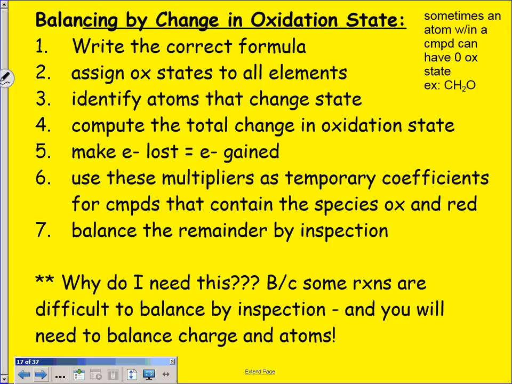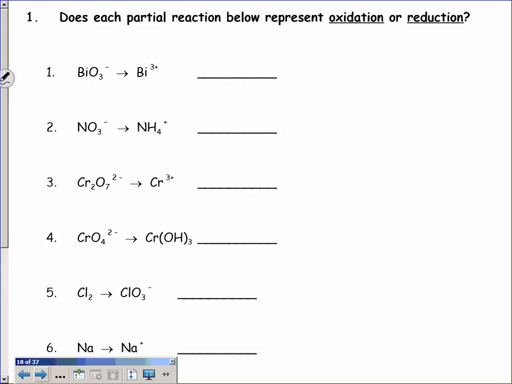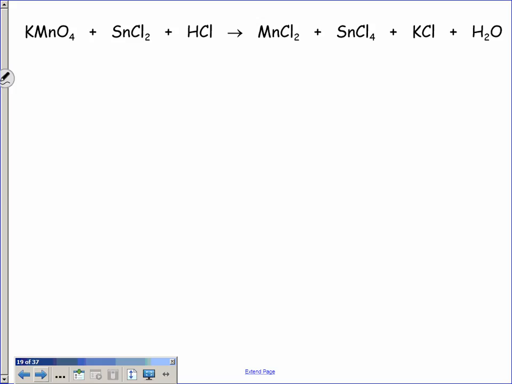The multipliers are going to be used as temporary coefficients until we're pretty certain that's what it should be, but we also have to make sure everything is balanced. Coefficients, meaning mass, and charge, meaning electrons. So we've never had to consider electrons before, and this is where we start to. So I'm going to show you this through an example, and then I'll have you take a picture of this at the end, okay? So through our examples, I'm going to do the big boy, which is this one.